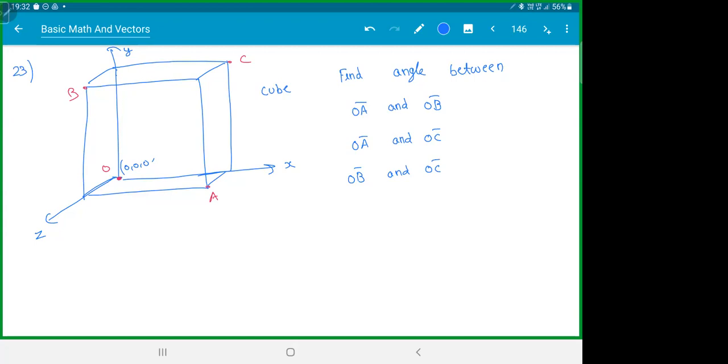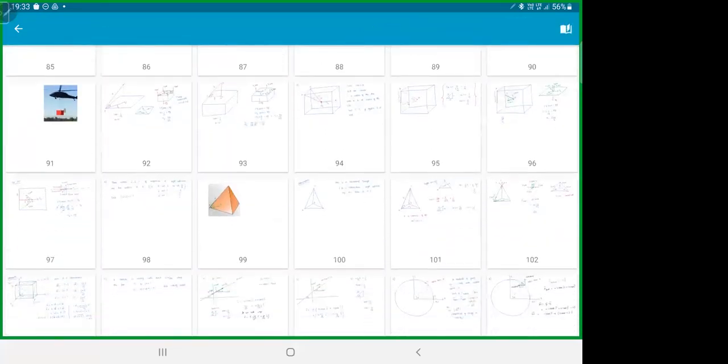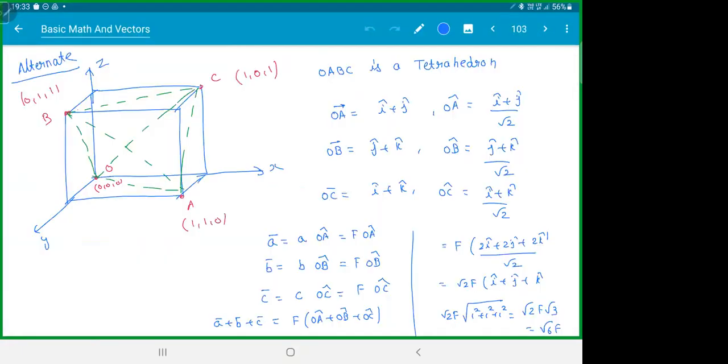Got 60? Expected that, actually, 60. You know why it is expected? Do you guys remember? Do you remember this question? The cuboid one, this thing. There I told you something, remember?